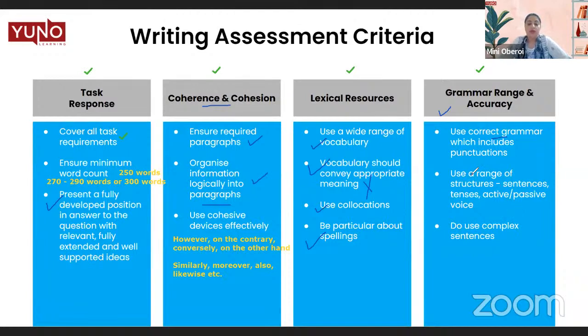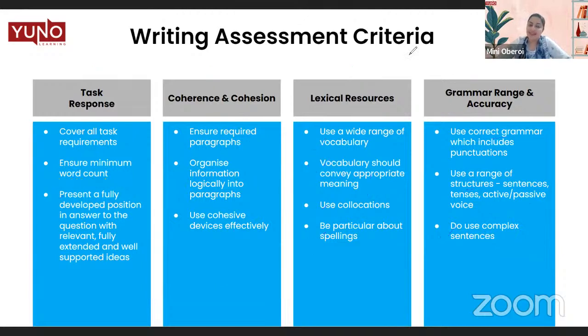Then we try to use a range of sentences like the complex compound sentences. We try to use active or passive voice to have a better sentence structure. We try to use gerunds, infinitives when we write something. So this gives us a better and an alternate way of reframing our sentences also.